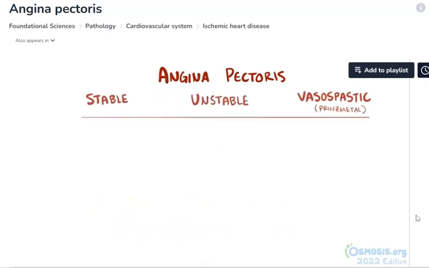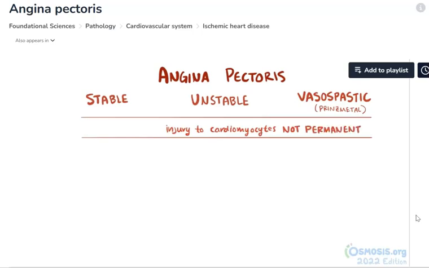Alright, so if we line these three up side to side, there are some important clinical similarities and differences. First, it's super important to remember that in each case, the injury to cardiomyocytes isn't permanent, meaning it's reversible and the cardiomyocytes don't die, which is how this differs from myocardial infarction.